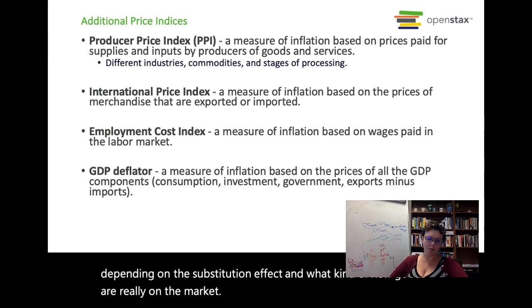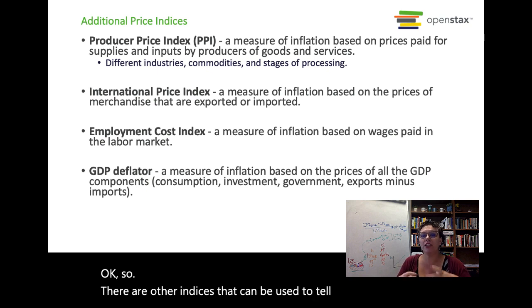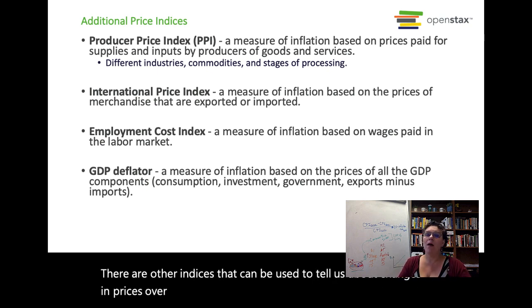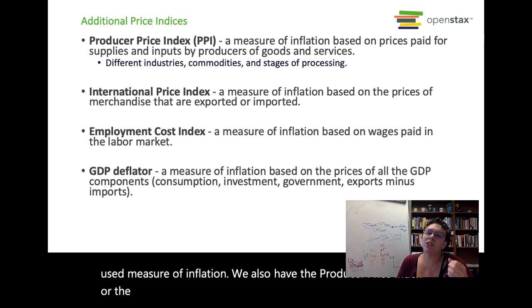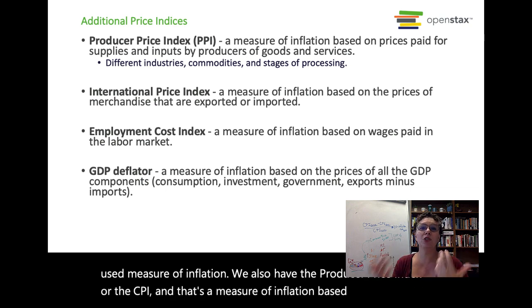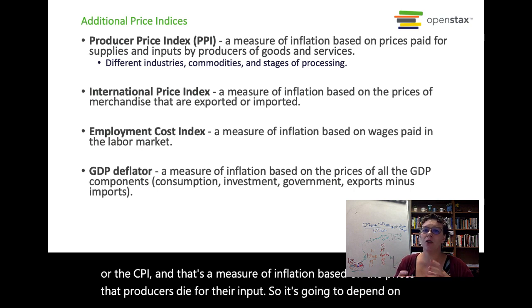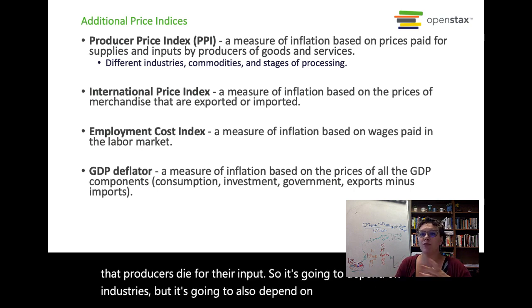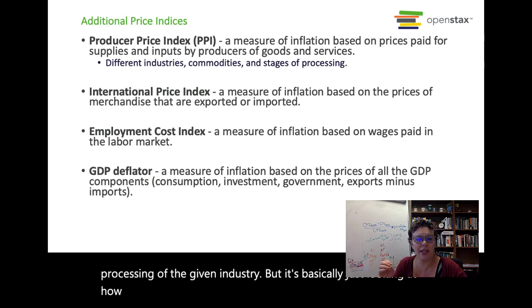Okay, so there are other indices that can be used to tell us about changes in prices over time. The CPI is our most common and frequently used measure of inflation. We also have the Producer Price Index, or the PPI, and that's a measure of inflation based on the prices that producers buy for their inputs. So it's going to depend on industries, but it's going to also depend on the stages of processing of the given industry. But it's basically just looking at how input prices change.